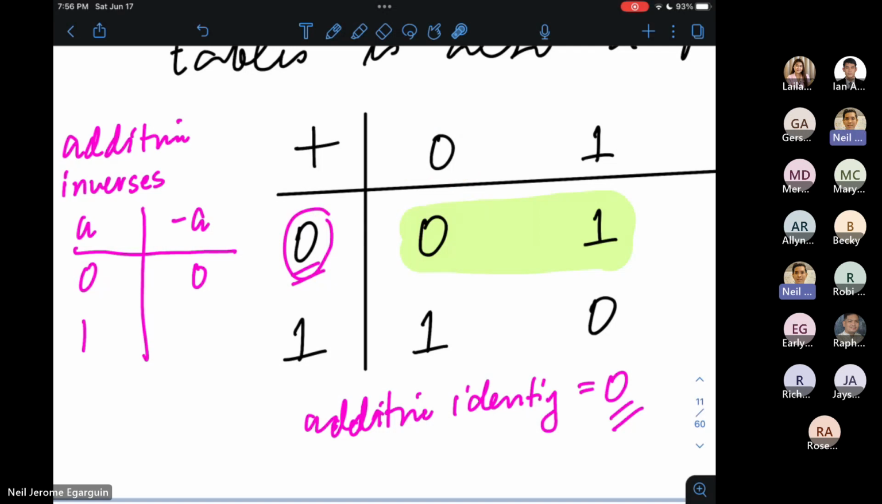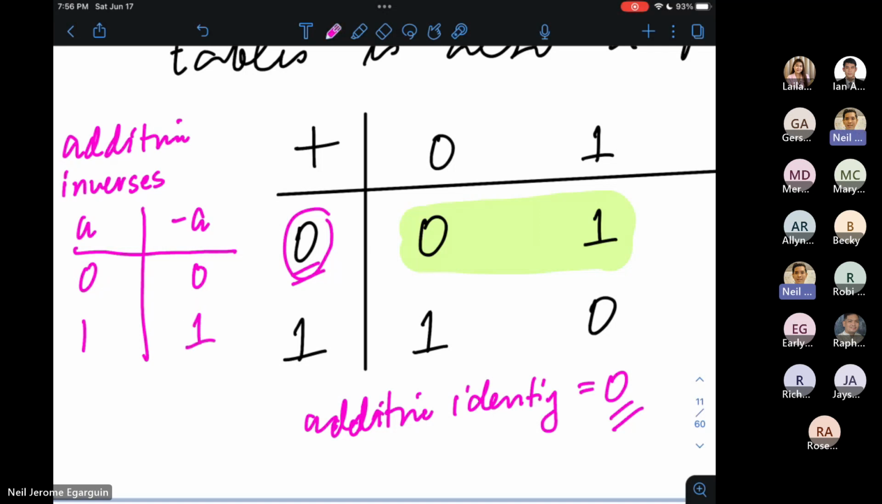How about the additive inverse of 1? Sino si negative 1? 1, sir. 1. Thank you. Mukhang try again, Becky, kung si Becky man yun. So the answer is 1.